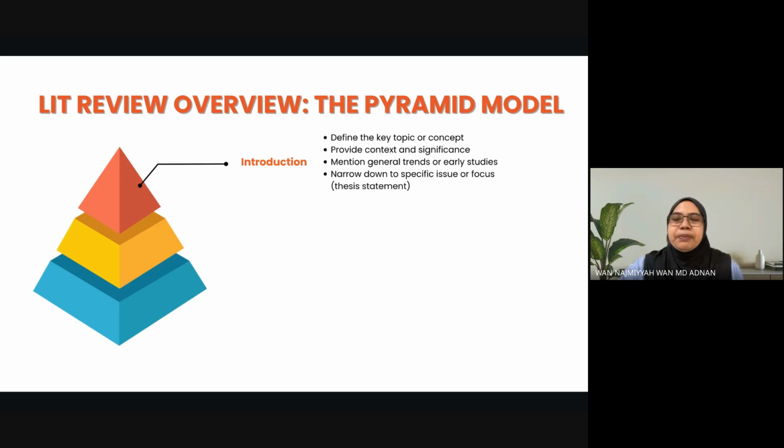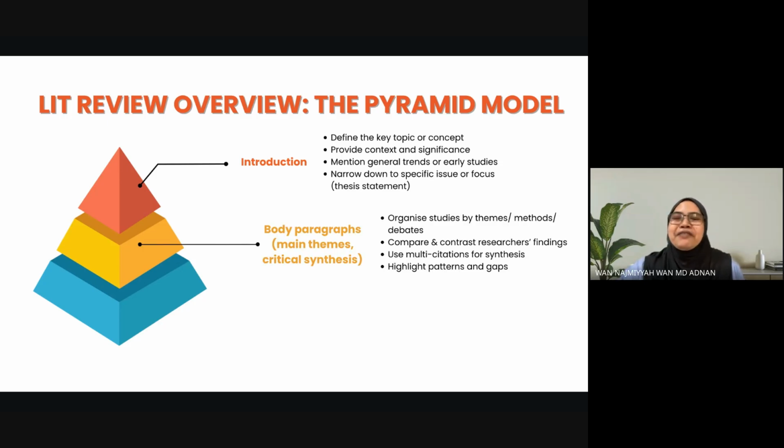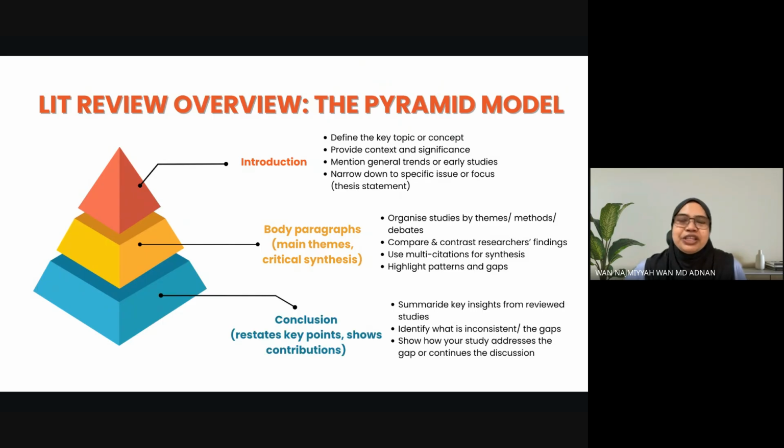So in the body paragraphs, like I said, we organize studies by themes, methods, and debates. We compare and contrast the researchers' findings. Basically, the body paragraph is where the arguments are going on. We are arguing and debating all the information that you found with regards to the topic of your choice. And in the conclusion, we restate points, we show our contributions, and we summarize key insights of the reviewed studies. Basically, this is like the closure of your literature review, where you identify what is inconsistent, the research gaps, how your study is going to address the gaps, and continue with the discussion.